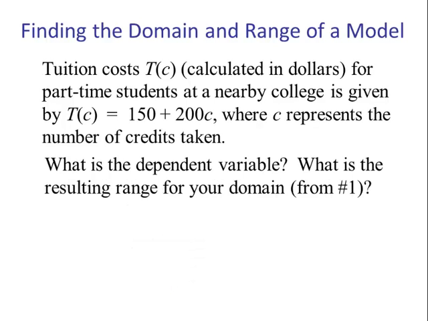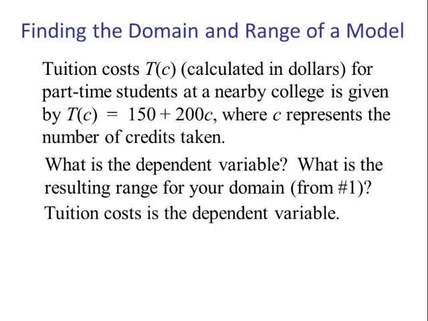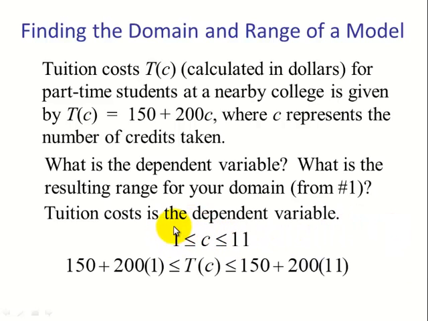Number 2, the dependent variable is the tuition cost. The resulting range comes from this domain. So we take 1, put it into the function, and we take 11, put it into the function, and we see that the resulting range, the tuition costs, are greater than or equal to $350 and less than or equal to $2,350. Let's do another example.